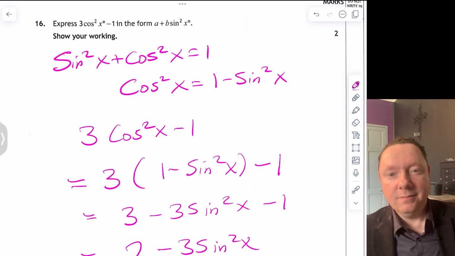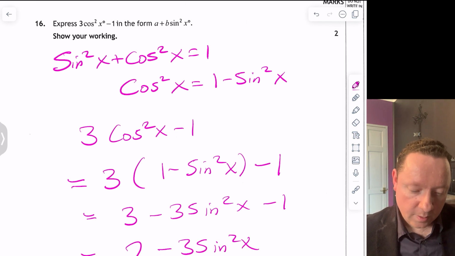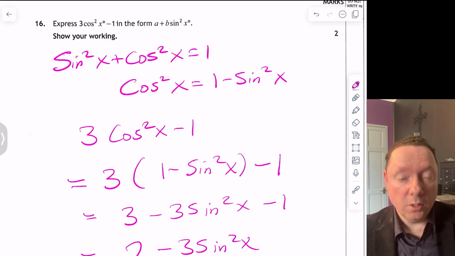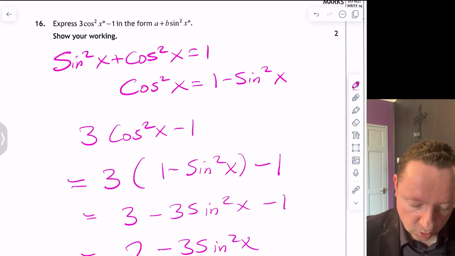That's a bit nasty from saying that, but a plus could be a minus. I mean, it could be a minus number, you see. So 2 minus 3 sine squared x. I'm quite happy with that.